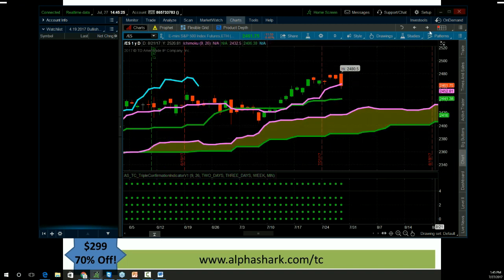I mean, the futures are still in the triple confirmation long on the daily, 2-day, 3-day, and weekly. So is today a short-term reversal? I don't think so. Maybe we'll have another selling pressure for the next day or two, but I think we'll get bought up eventually. So this is the system, guys.